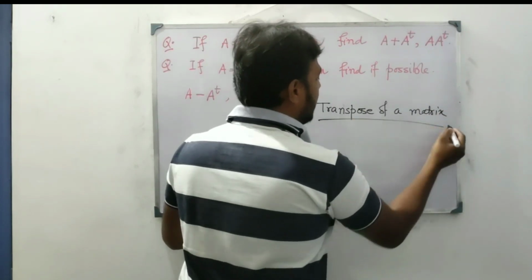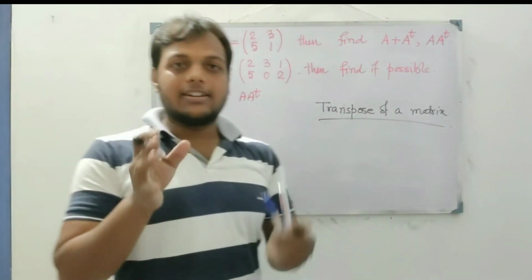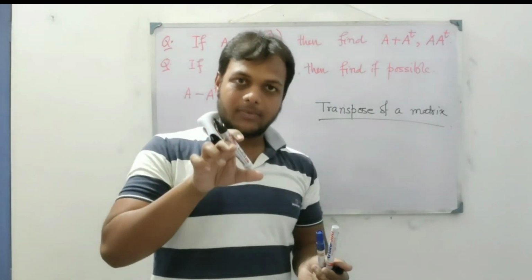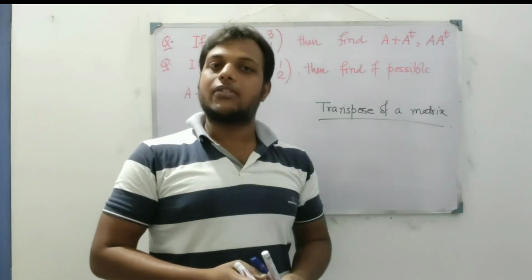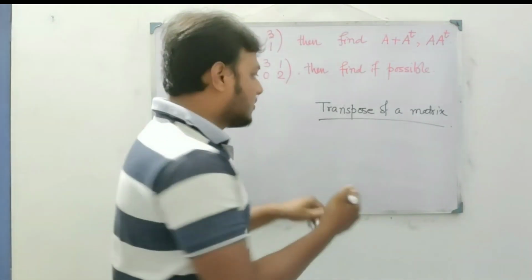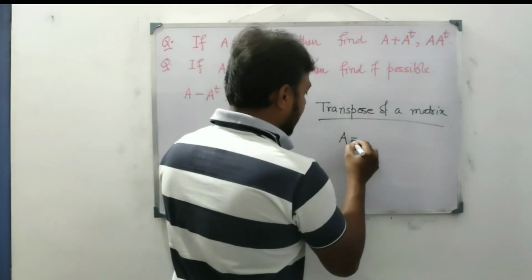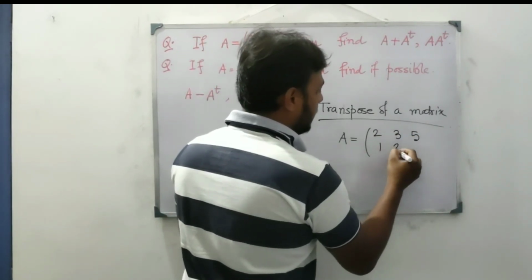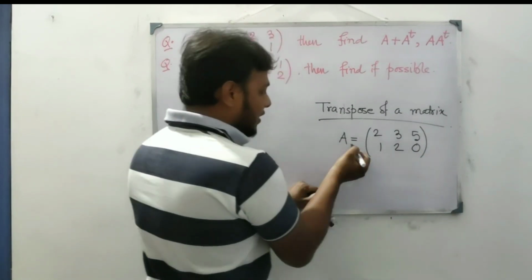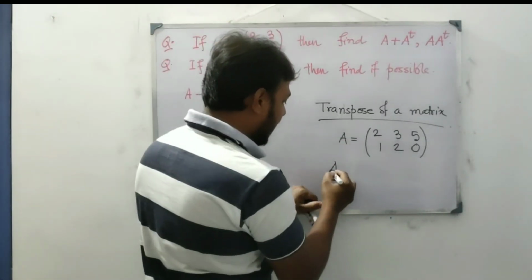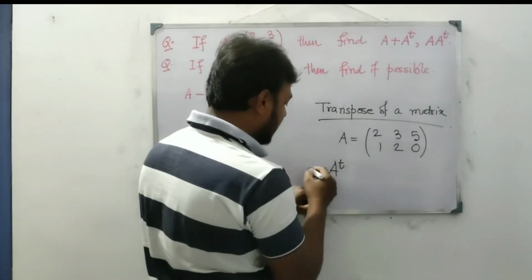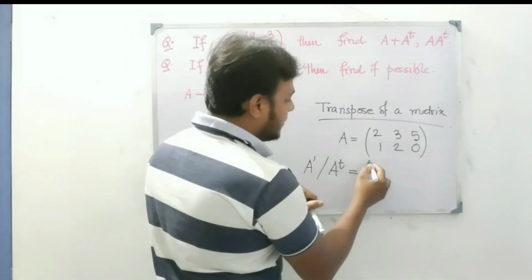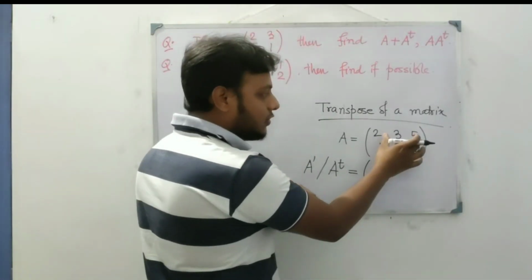Transpose of a matrix means just you have to interchange the rows and columns. That means you have to make the rows into columns, and the resulting matrix is called the transpose of a matrix. So I am considering an example. Suppose A equals [2 3 5; 1 2 0], then the transpose of this matrix is denoted by A transpose, and some books also denote it by A dash.